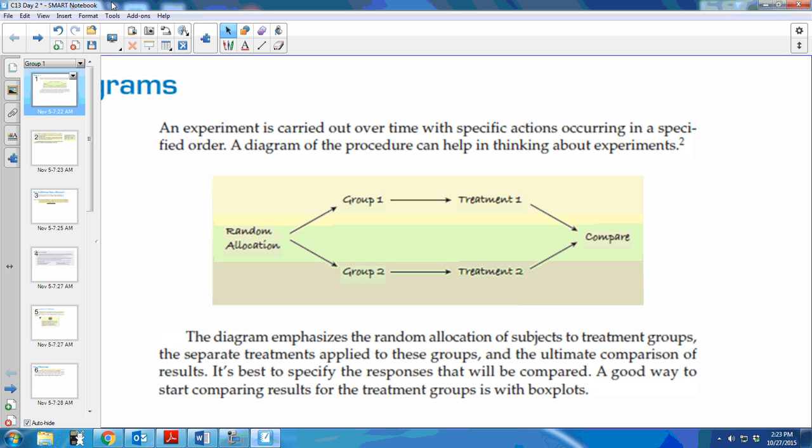Yesterday, when we talked about chapter 13, we just did a quick intro, and we talked about observational studies and the basics of experiments. So we talked about all the vocabulary words we need to know.